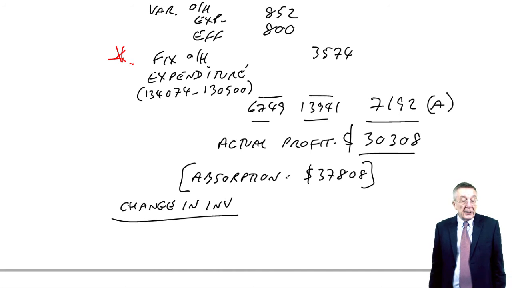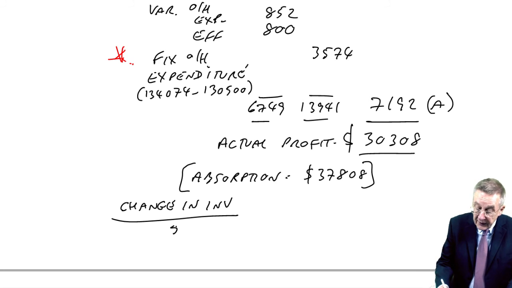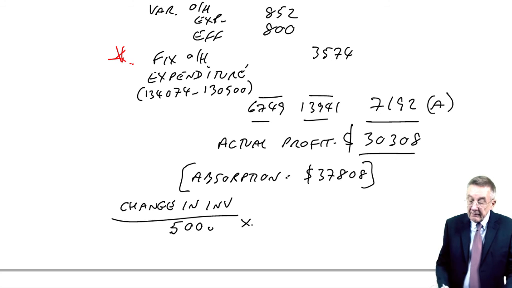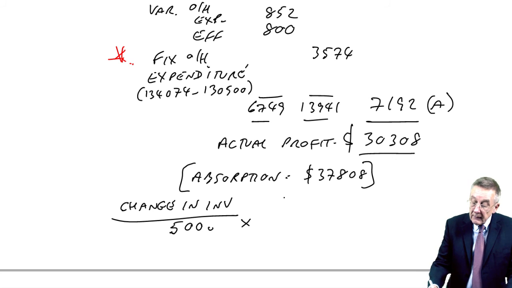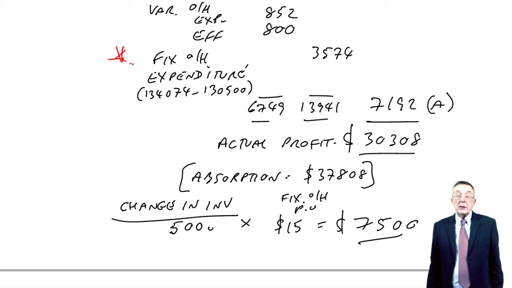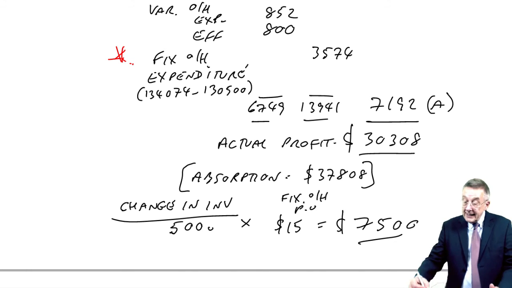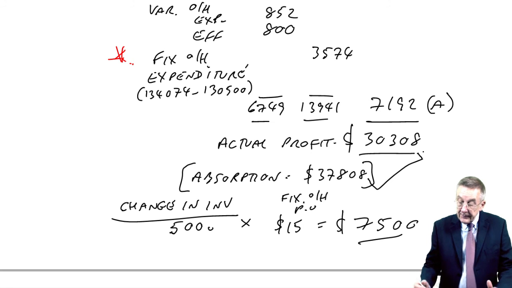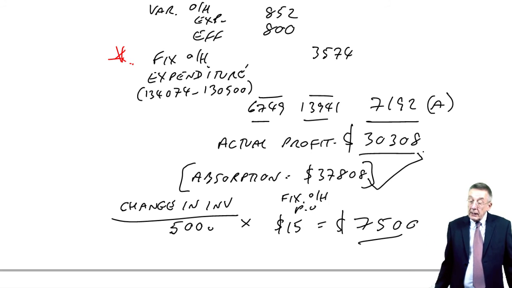And actual results, what did it change by? Actual, we produced 8,900 and sold 8,400, so 500 units times the fixed overheads per unit. Absorption, charge them at 15. And so the actual profit will be 7,500 different. And is it? 37,808 minus 30,308, 7,500 different.